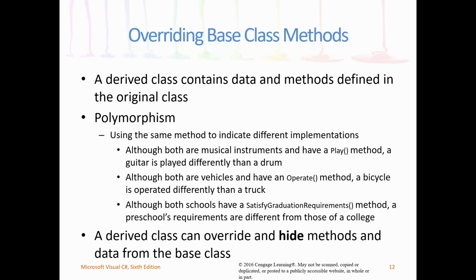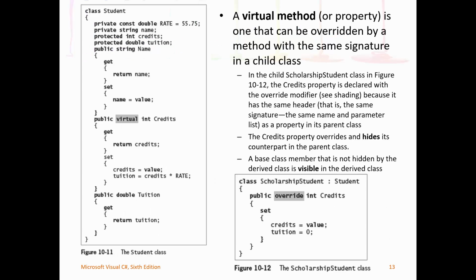So the derived class, again, the child class, if it wants to, it can override and hide methods and data from the base class. So it's very similar to what I mentioned to you before, when you get the child with a big nose who's able to kind of take their nose off and replace it with one they'd rather have. Figuratively, of course.